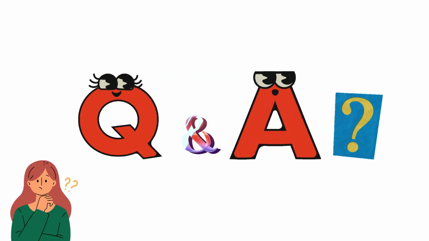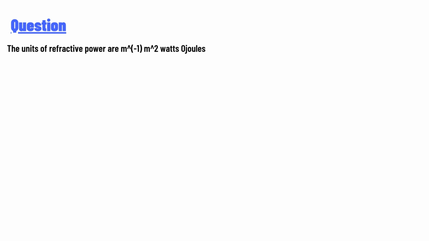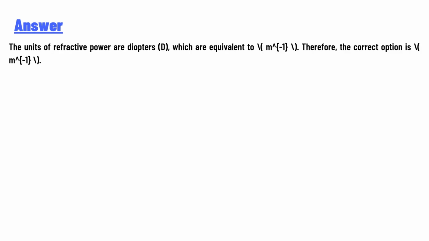So our today's question is: the unit of refractive power is m raised to the power minus 1, m raised to the power 2, watts, or joules. The answer to the question: the unit of refractive power, which is equivalent to m raised to the power minus 1. Therefore the correct option is m raised to the power minus 1.